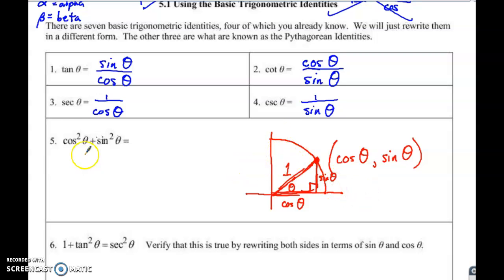So if we just do the Pythagorean theorem, this is why we call this a Pythagorean identity, you get that cosine squared plus sine squared always equals 1 squared. Well, 1 squared is always 1. Let me put a box around this, but let me talk a little bit more.